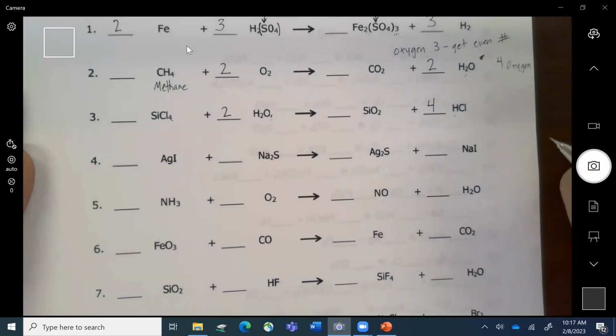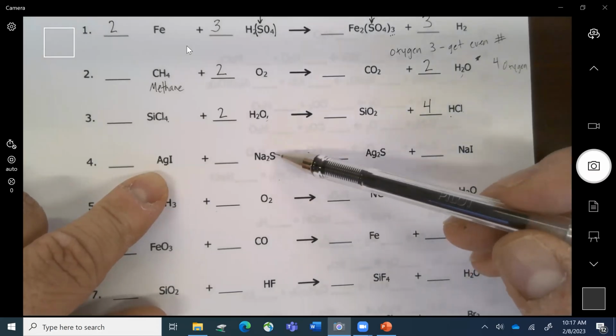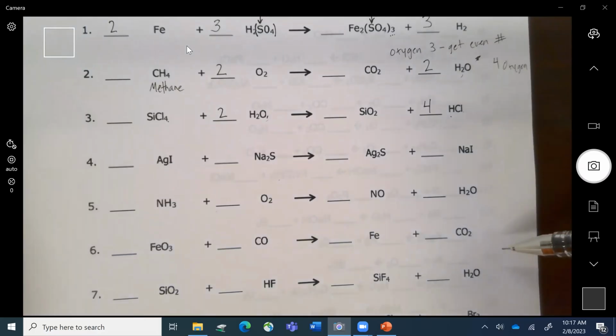So anyway, AgI, which is silver iodide, sodium sulfide, silver sulfide, and then sodium iodide on the other side here.